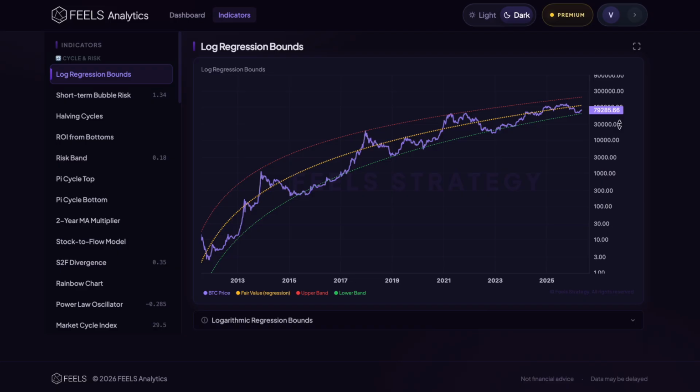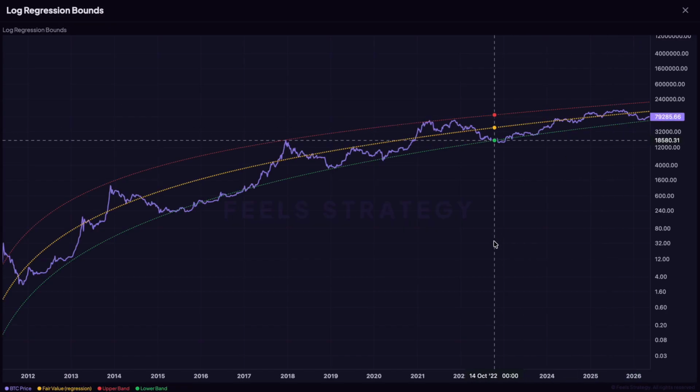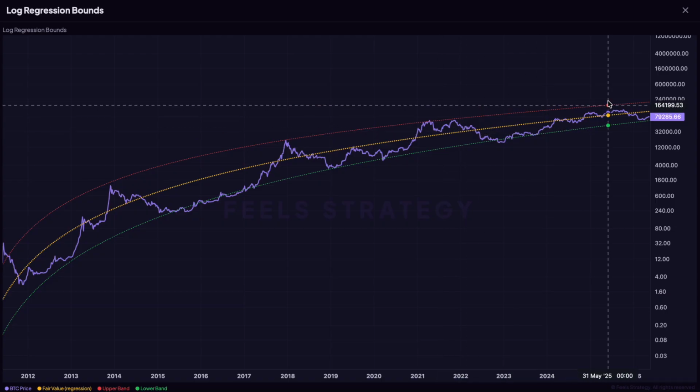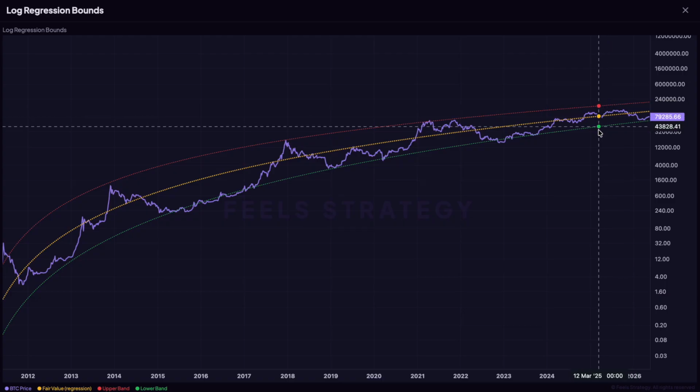Three lines on this chart. The yellow dotted line in the middle is fair value. This is where Bitcoin should be based on the long-term growth. The red line at the top is the upper band, roughly 2 standard deviations above fair value. When price hits this line, Bitcoin is very expensive. The green line at the bottom is the lower band, 2 deviations below. When price hits this, Bitcoin is very cheap.